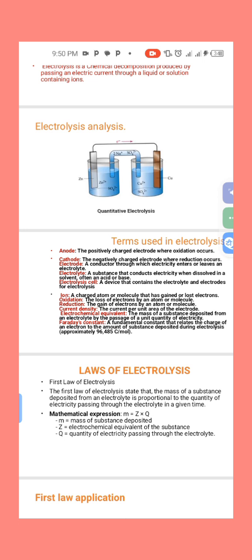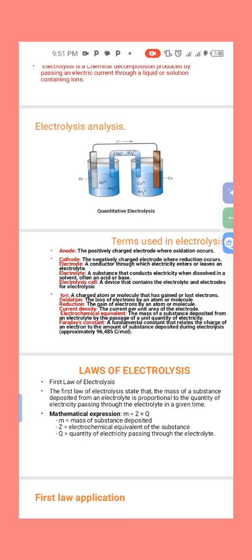If you look at these two beakers that we have here, we discover that we have a zinc pole and we have a copper pole. Any pole out of these two that carries positive is called the anode pole.